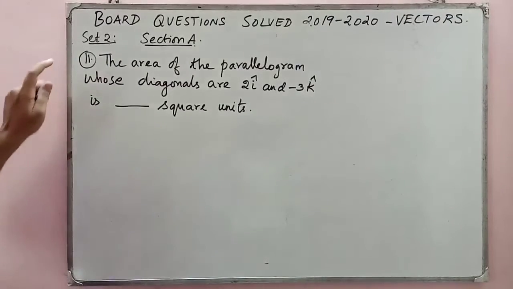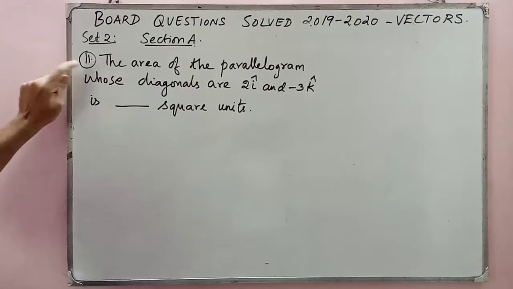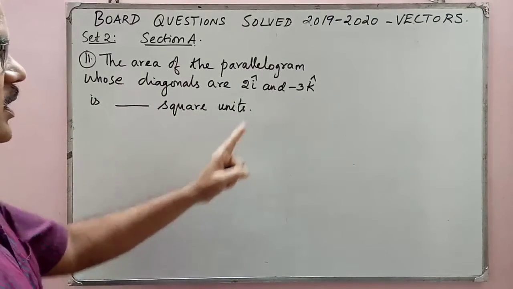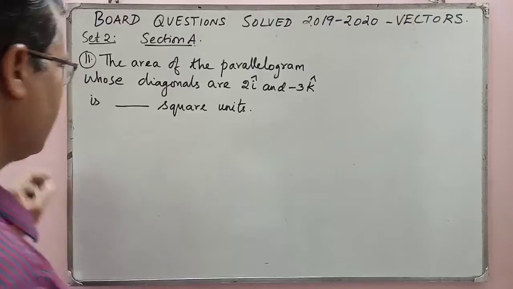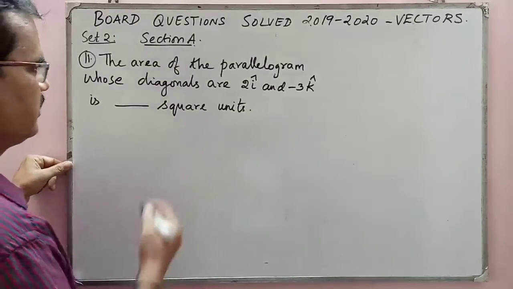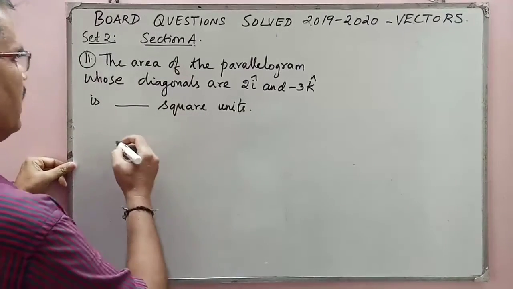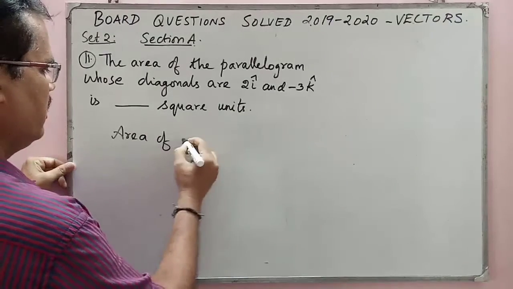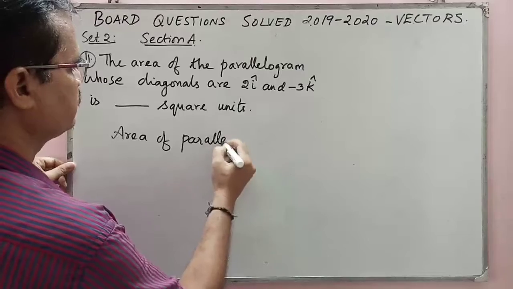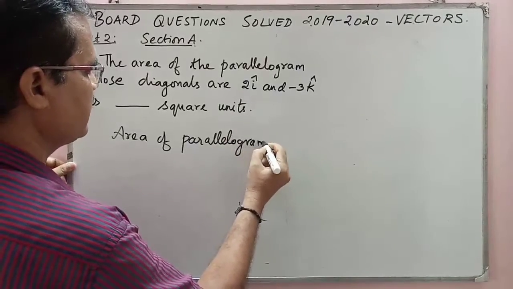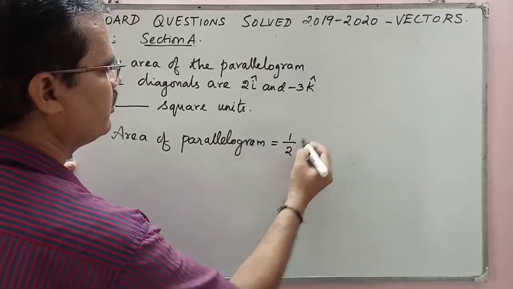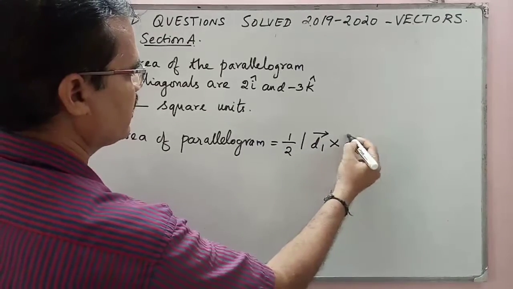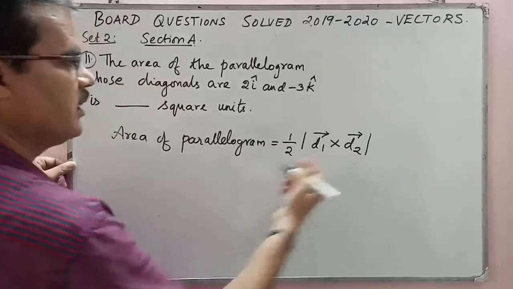This is the 11th question of set 2. The area of the parallelogram whose diagonals are 2i cap and minus 3k cap is dash square units. Okay, we need to solve this. For this we need to remember the formula. Area of a parallelogram when diagonals are given: area of the parallelogram using diagonals is half of the magnitude of d1 vector cross d2 vector, where d1 and d2 are the diagonals.